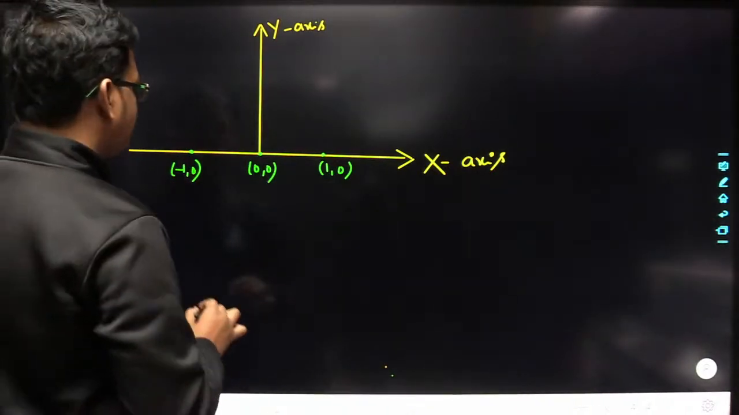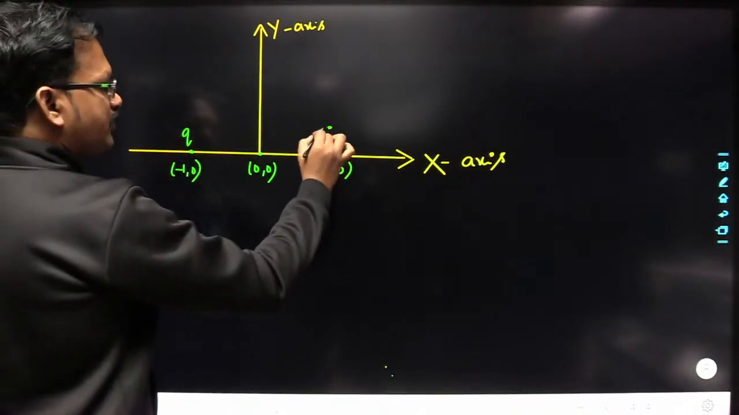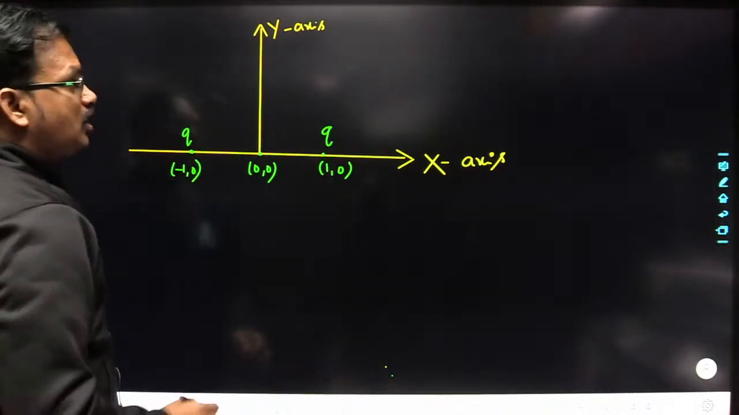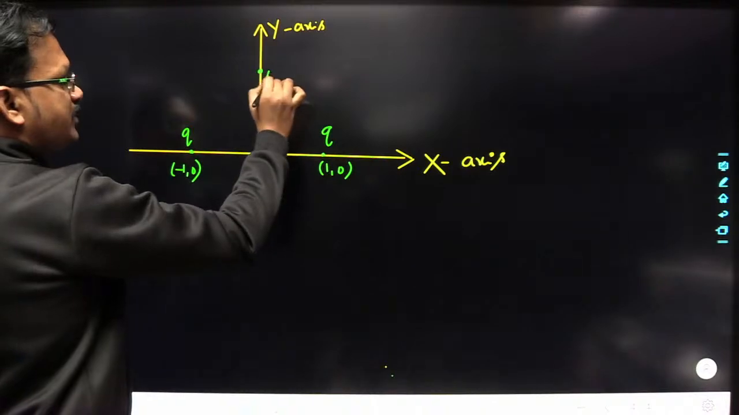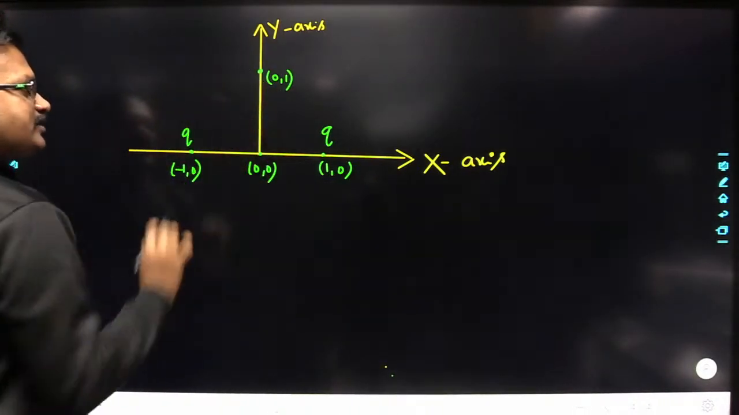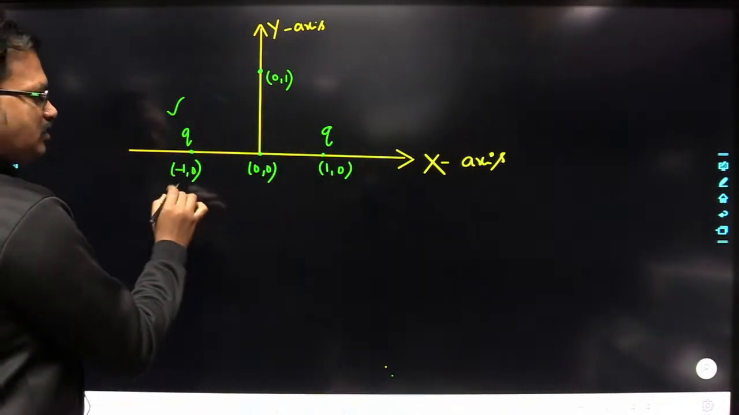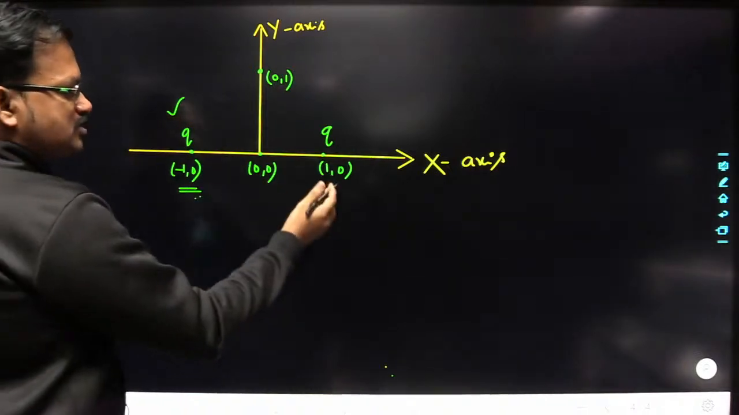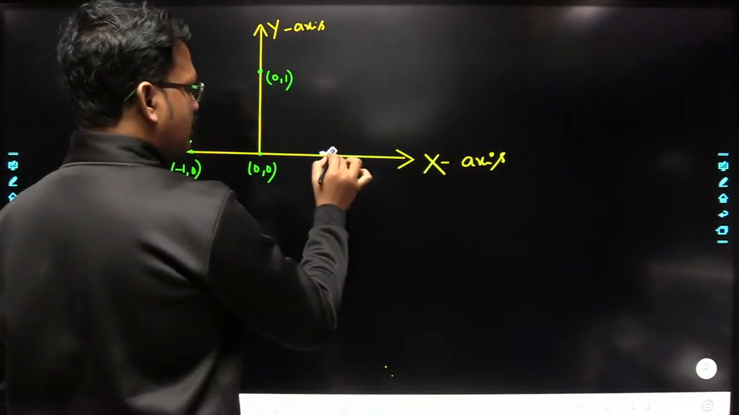Now let us assume here you are having a charge q. Here also you are having a charge q. Now what is the field at this point? So this point is, let us say, 0, 1 here. So determine the field at this point. You have placed a charge q at minus 1, 0. Another charge q is placed at 1, 0.